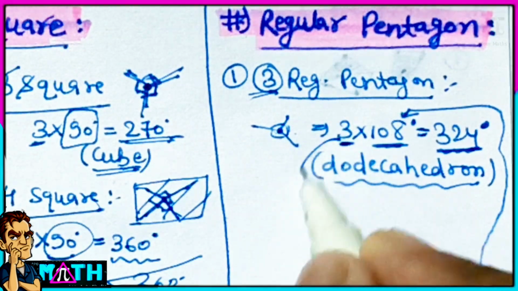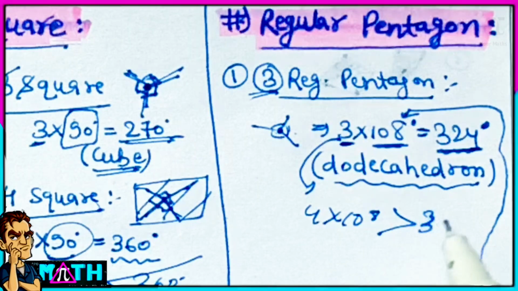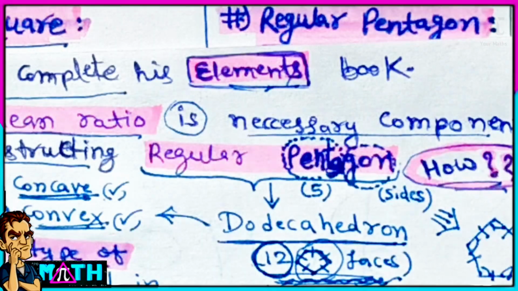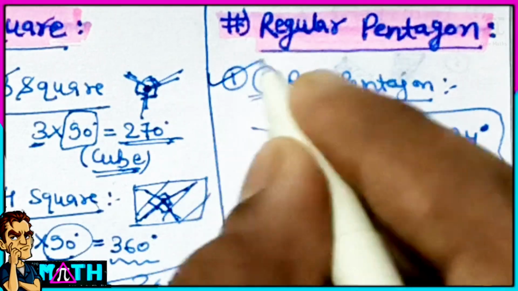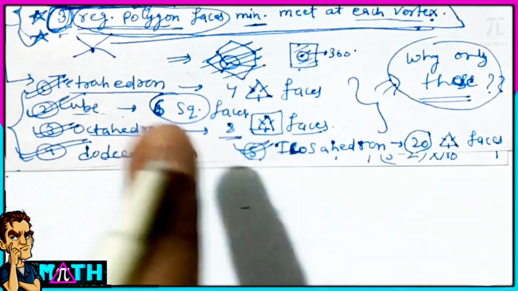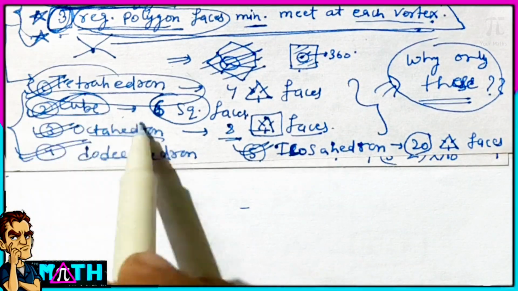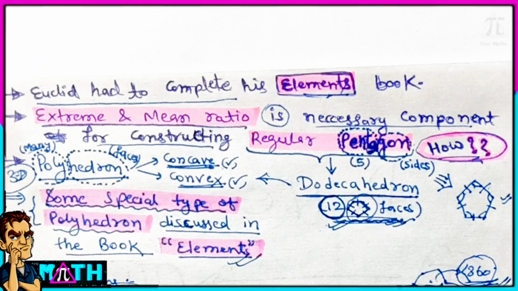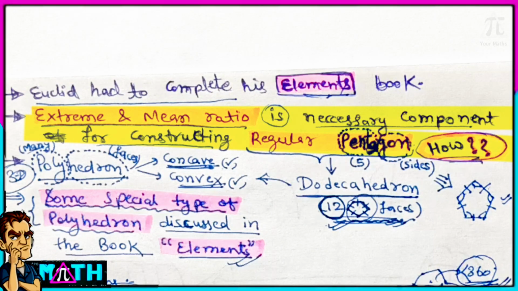And when you try to attach 4 regular pentagons at the vertex, it will always be greater than 360 degrees, and it will not be a convex polyhedron, and therefore can't be a Platonic solid. And therefore only these 5 can become Platonic solids. So I hope you get why only these. Now in the next video, this will be our target. So hopefully you get it.